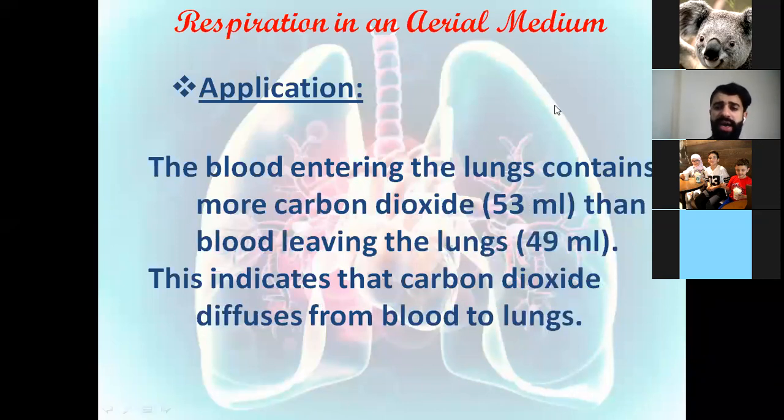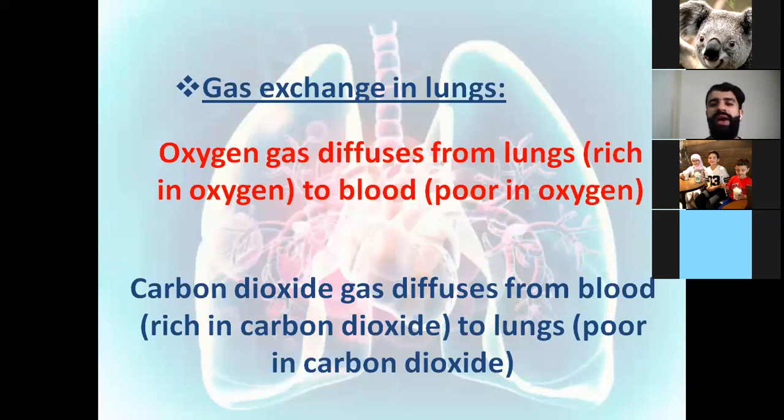For carbon dioxide, the blood entering the lungs contains more carbon dioxide than the blood leaving the lungs, which is 49. So carbon dioxide diffuses from the blood to the lungs. Here we have to study these notes. These notes you have to study them.